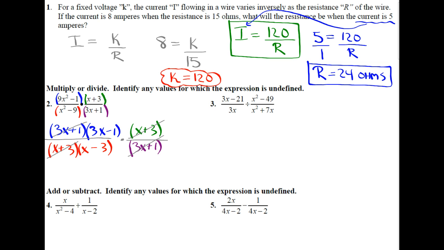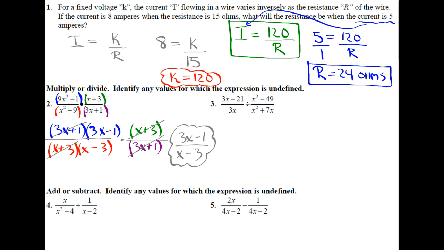So when I'm all said and done and have factored out all my common factors, what I'm left with here is 3x minus 1 all over x minus 3. That would be the simplified product of those two rational expressions.